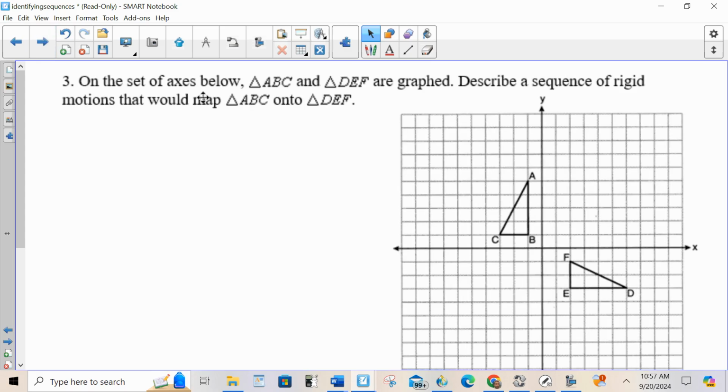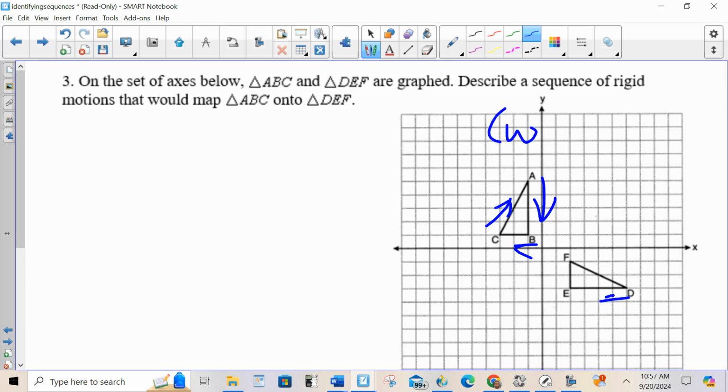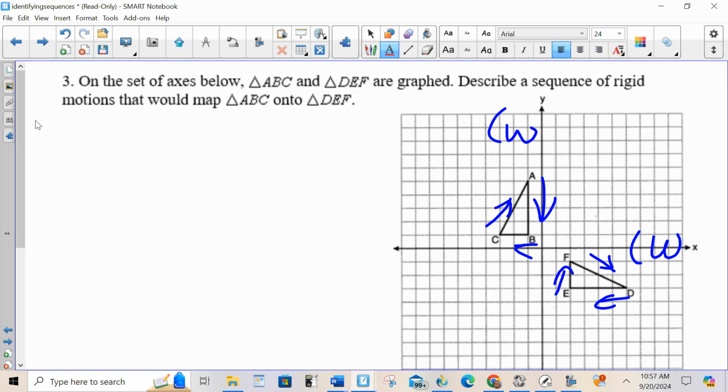Check for orientation. I've got A, B, C. That is going clockwise. I've got D, E, F. That is going clockwise. The orientation is the same. If the orientation is the same, it can't be a line reflection. It's got to be a rotation. But it's obviously not just a translation.